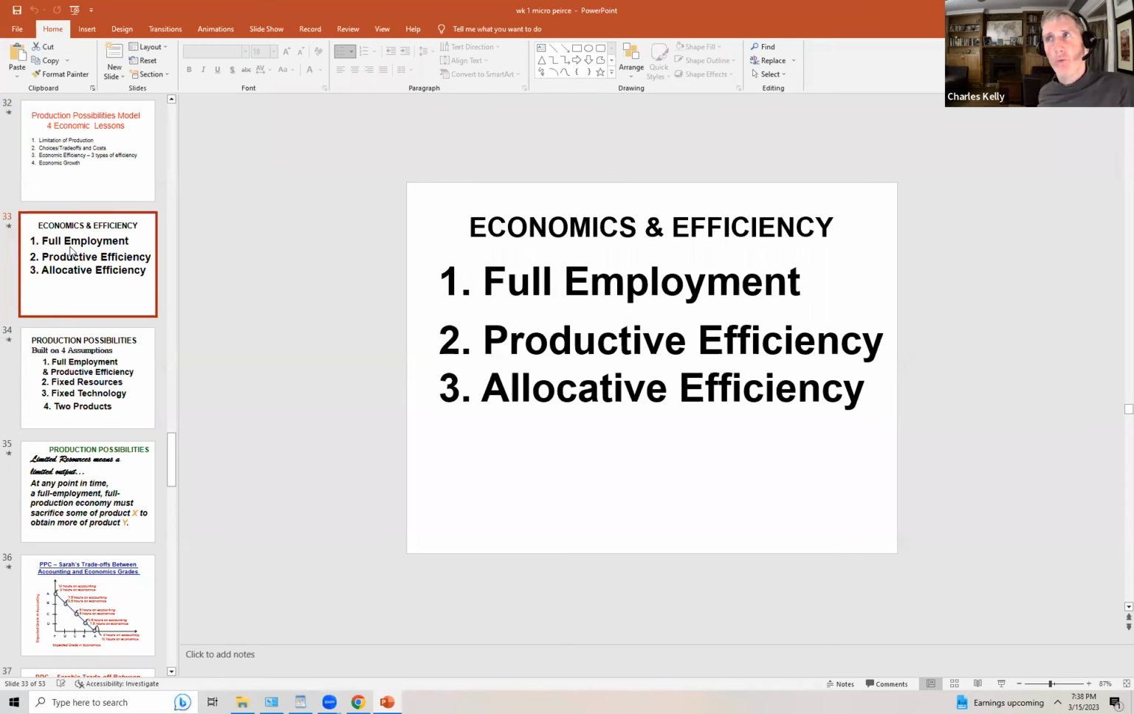Full employment is the easiest one to define. It simply means putting to use all of your available resources. So all land, capital, labor, and entrepreneurs available at the time being, they're all being put to use. Productive efficiency is a little more specific in its connotational meaning.